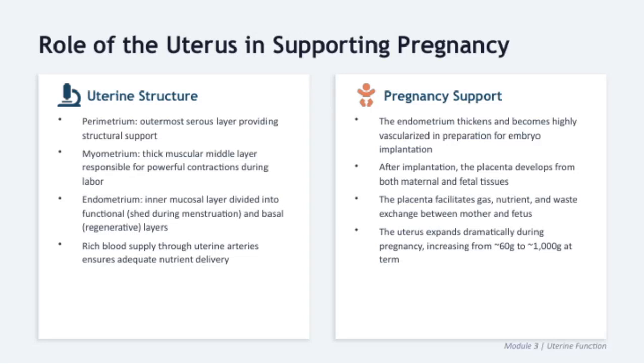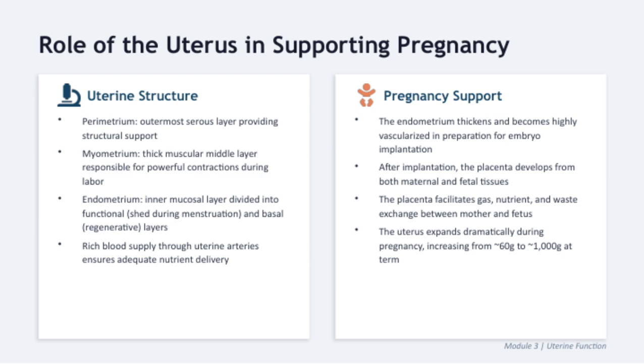Now, let's take a closer look at the role of the uterus in supporting pregnancy. The endometrium, which is the innermost lining, plays a crucial role here. It thickens and becomes highly vascularized in preparation for embryo implantation, providing the necessary environment for the fertilized egg to embed and grow.